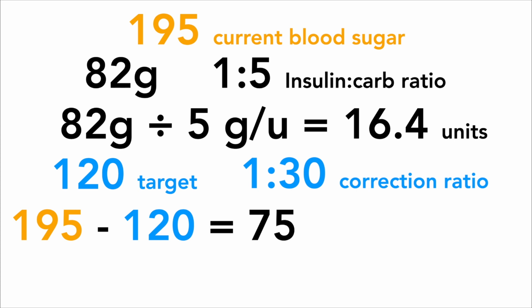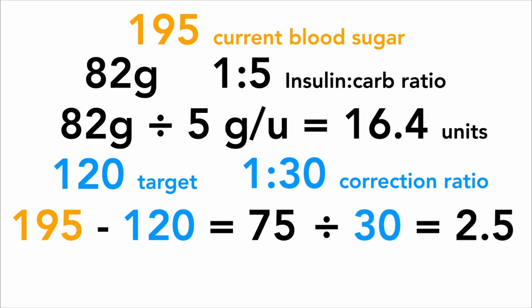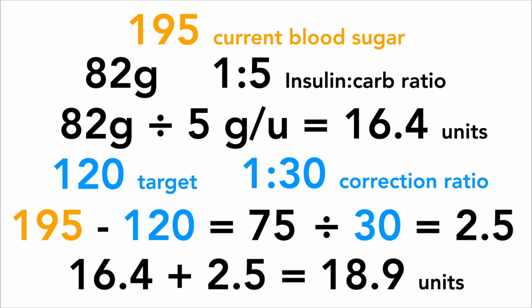We see here that the difference is 75. Now we take the difference and divide it by the correction ratio, and we get 2.5. That is the number of units of insulin that we will add on to our meal dose to help account for the higher blood sugar. So we have 16.4 units from the meal and 2.5 from the correction ratio, totaling 18.9 units.